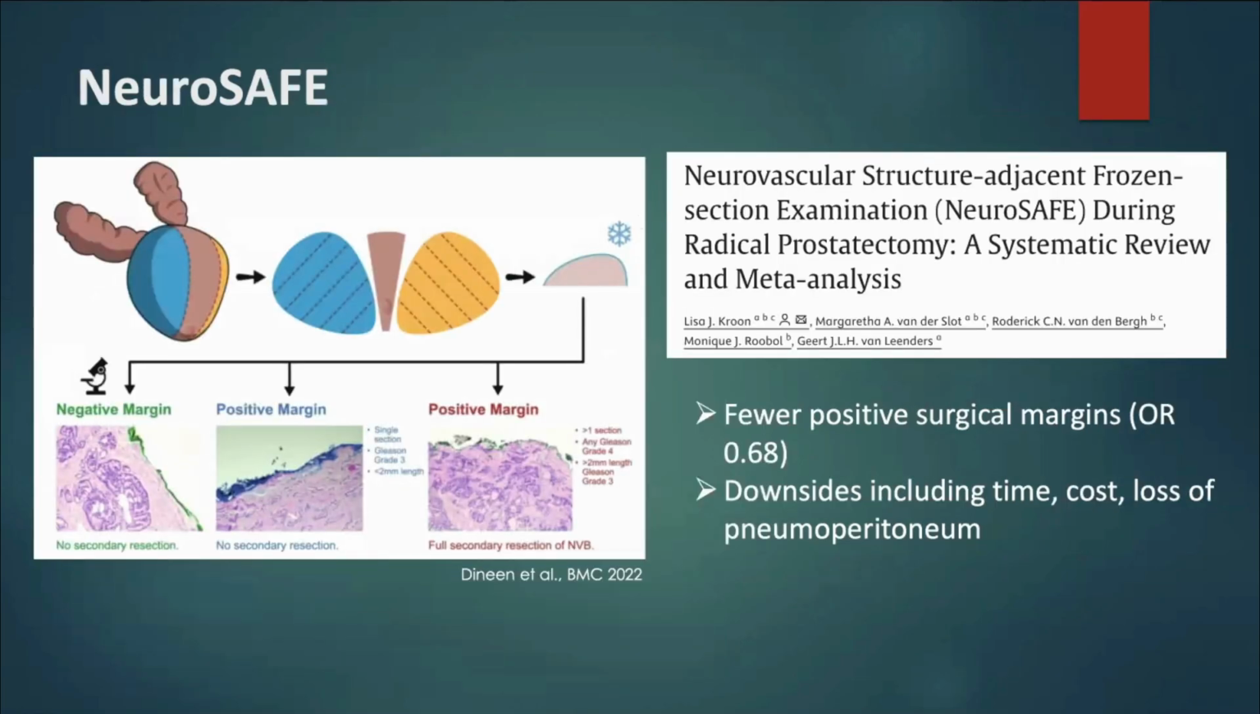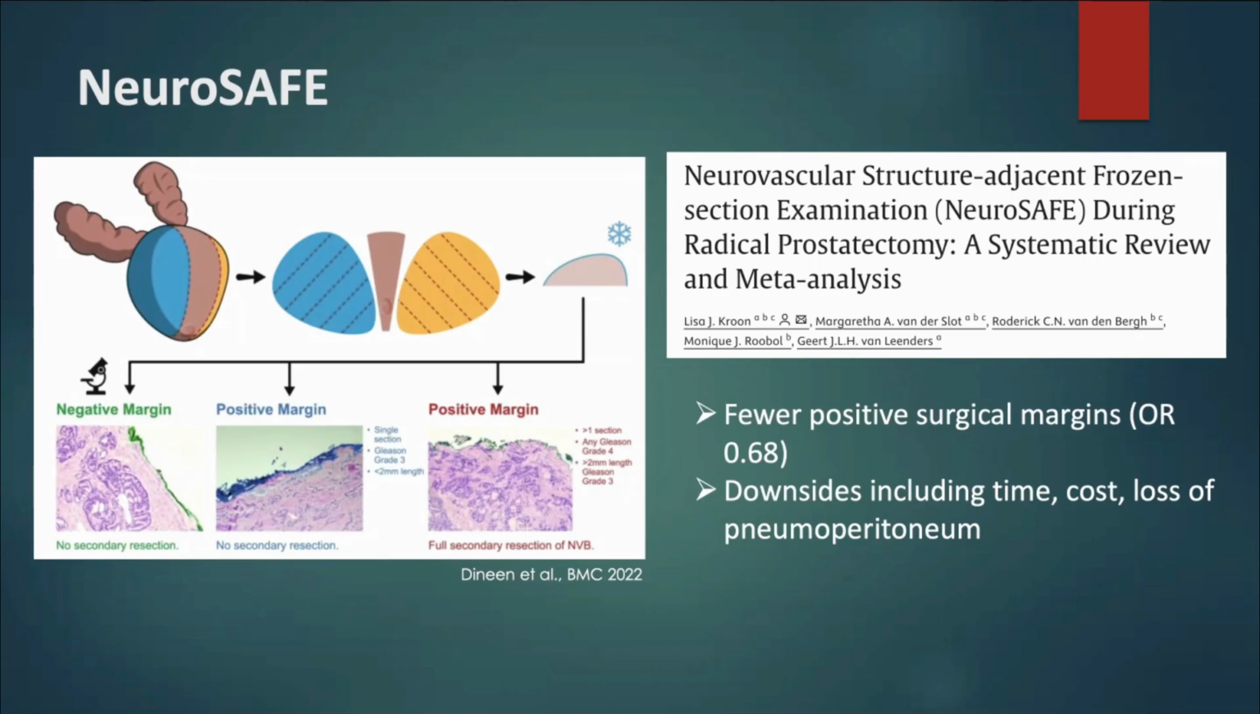So the next topic I wanted to talk about is, it makes sense that if you can't predict staging accurately preoperatively, can you do an intraoperative assessment? Now, this technique called the NeuroSafe technique was developed in 2012, and it's basically a standardized procedure that uses intraoperative frozen section analysis of the prostatic resection margin to try and maximize neurovascular bundle sparing. So hopefully it aids the surgeon in balancing nerve sparing and positive surgical margins.